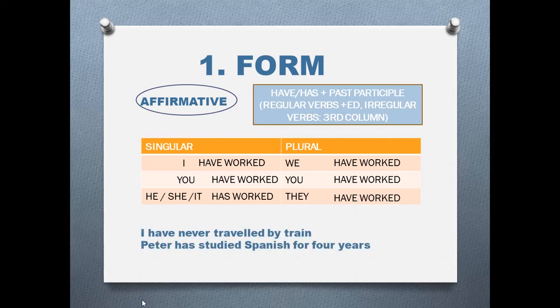Okay? So as examples, we can have I have never traveled by train or Peter has studied Spanish for 4 years. Regarding this affirmative form, it is also important to see that we can also have a contracted form. So you can have I have worked or you can have I've worked. It is the same for all the other subjects. You've worked, he's worked, she's worked, it's worked, we've worked, you've worked, and they've worked. Okay?